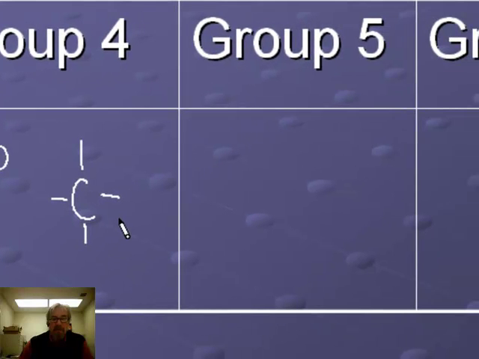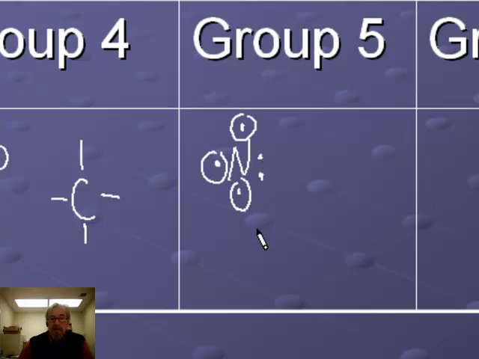Nitrogen is a group 5. All group 5s have 5 dots, but the way this dot notation is drawn, that means there are 3 spots where there are unpaired electrons. And those unpaired electrons are likely to be shared with an unpaired electron from something else, and so you'll have 3 bonds typically with group 5s.